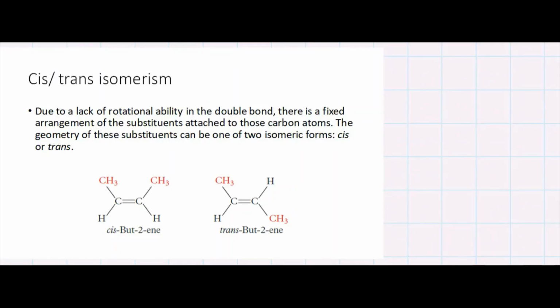Before we move on from alkenes is talking about geometrical isomers. So geometry, we're thinking about in space, isomers, the same type of atoms, but different molecules. So alkenes can do cis and trans isomerism. Due to the lack of rotation around a double bond, it is very much fixed in space.